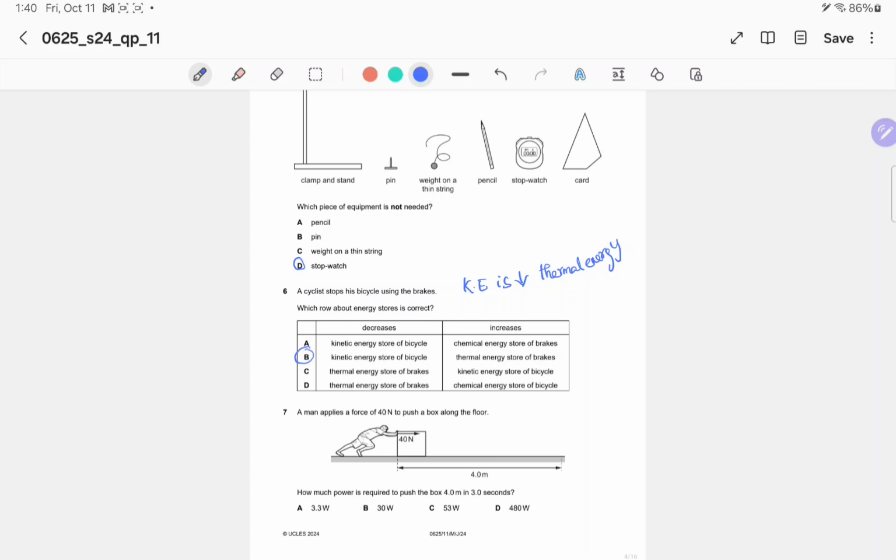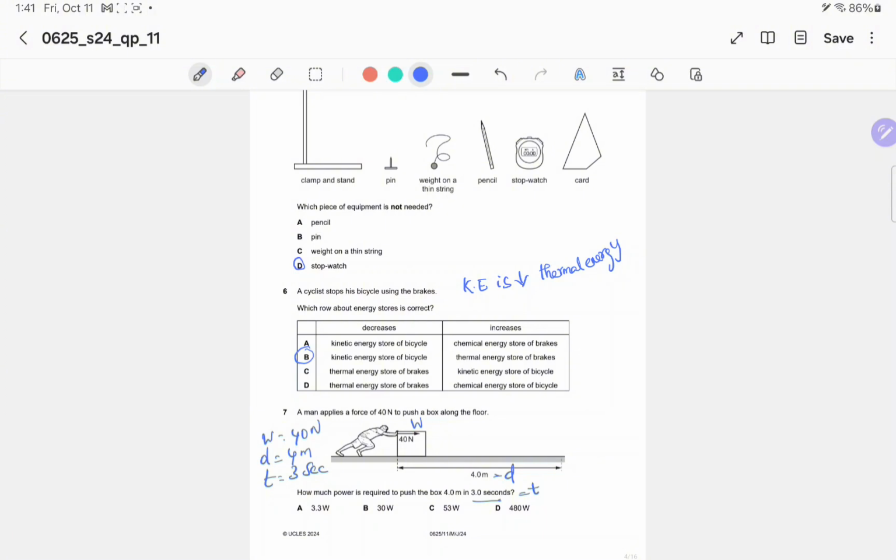Seventh question. A man applies a force of 40 Newton to push a box along the floor. What is all the data given for our question? We have to find the power required to push the box by 4 meters in 3 seconds. The distance is given, the time is given, and the force is given. So W equals 40 Newton, distance equals 4 meters, and time taken equals 3 seconds.